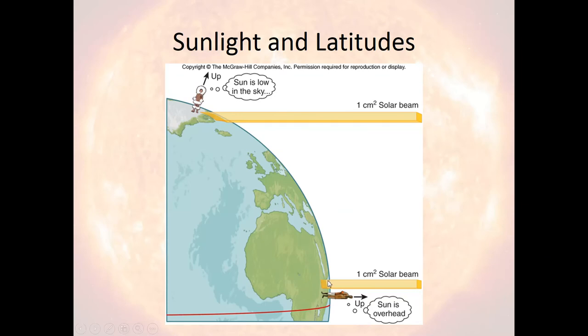Near the equator, you get one beam of radiation coming straight in overhead. It's concentrated over a small area. On the other hand, if you are near the poles, you get one beam coming in and spreading out over a larger area, and it is a lot less concentrated, and therefore it is a lot less intense. This is why areas near the equator are usually very hot year-round. Areas near the poles are much colder year-round.